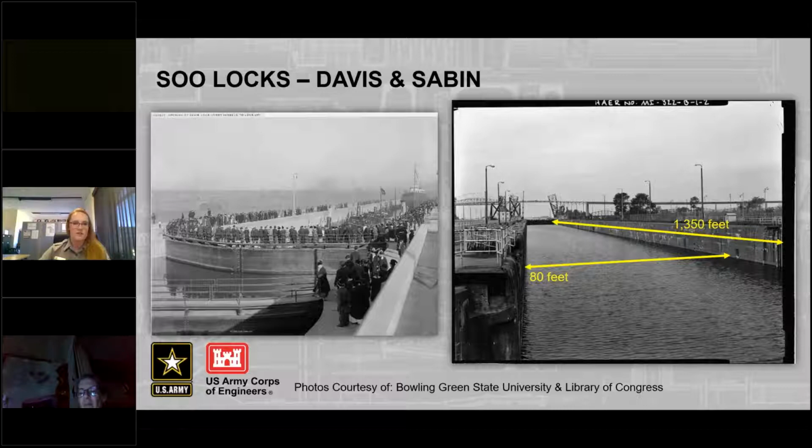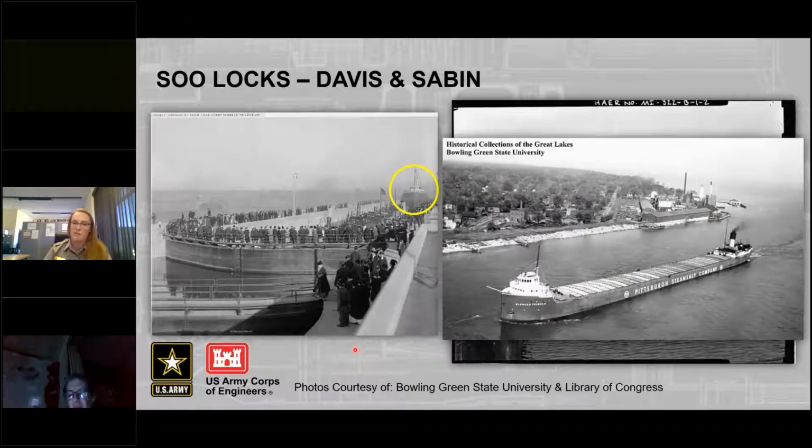So next we had the Davis and Sabin locks to keep up with vessel traffic. The Davis and Sabin locks were built in 1914 and 1919, and they are twin locks. They both measure 1,350 feet in length and 80 feet in width. And the picture of this vessel here is the 580-foot long James A. Farrell, built in 1913. These two locks, the Davis and Sabin, are so large that two of the Farrells would fit in one of those locks at the same time.